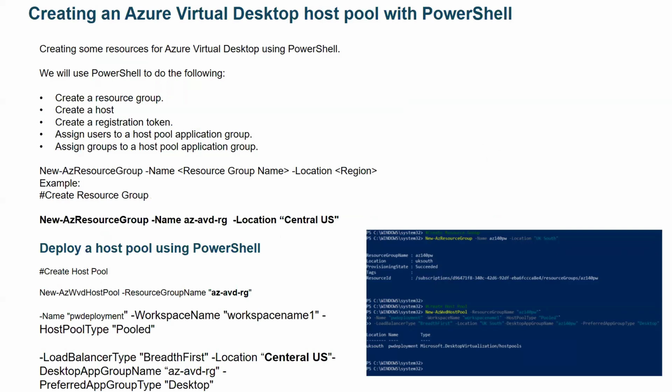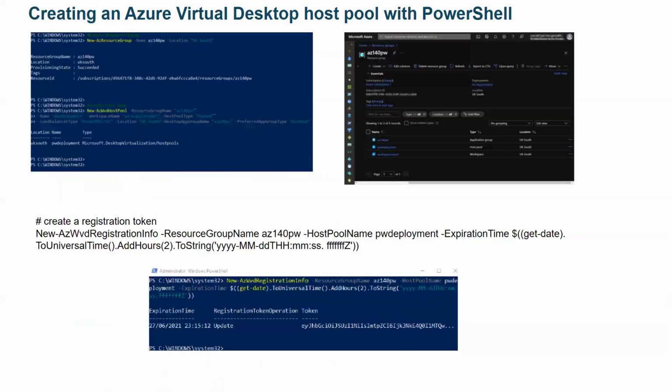The scripts are available and the syntax is there, so we have to modify the load balancer type, location, resource group, desktop name, AVD RG, and preferred app group type, desktop or RemoteApp. Simply we can execute this command and automatically it creates a backend host pool. Once the host pool is ready, we can see it using the GUI.